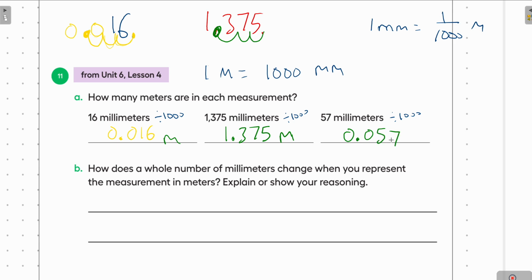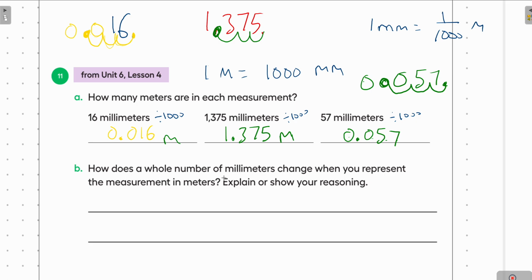0.057. I'll show you that right here. You got 57 right here. The decimal point is right here. You move it 1, 2, 3. You add that 0, and there's a 0 here. So you got 0.057. That's 57 thousandths.